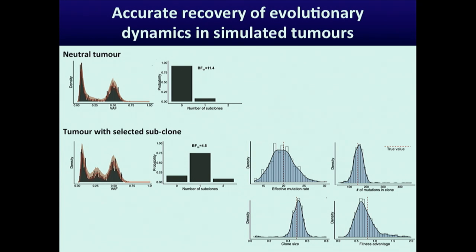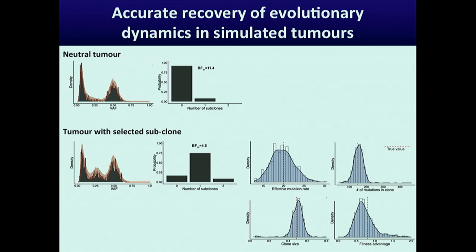So it measures the mutation rate, which is measured in this one. But interestingly, I think, and most importantly, it also measures the fitness advantage of that subclone with a high degree of accuracy. So this is a method to measure these subclonal fitness parameters in vivo in human tumours.